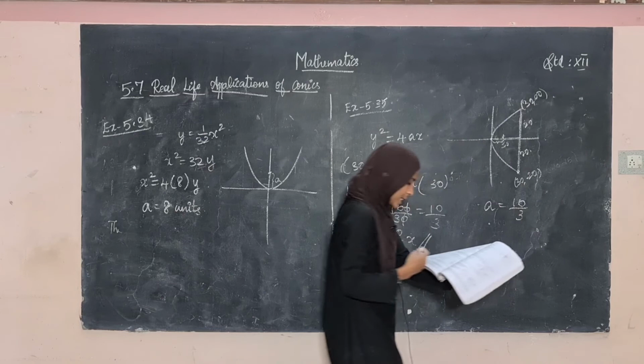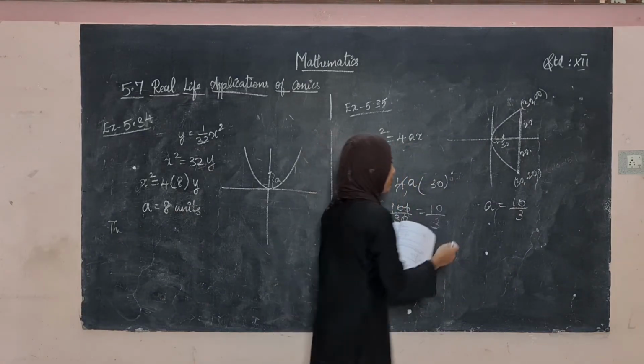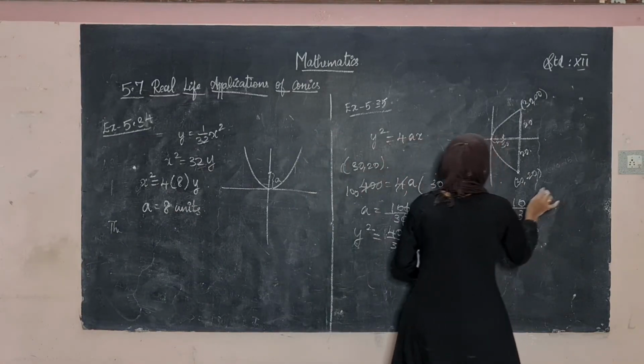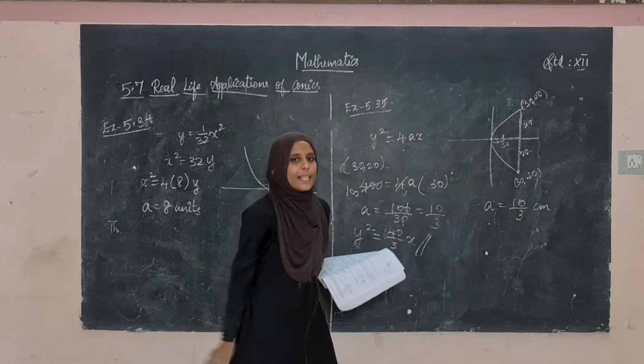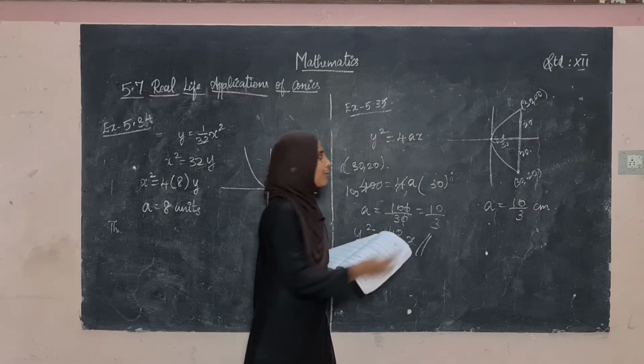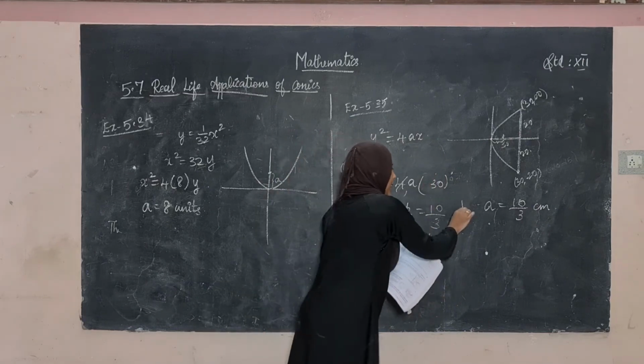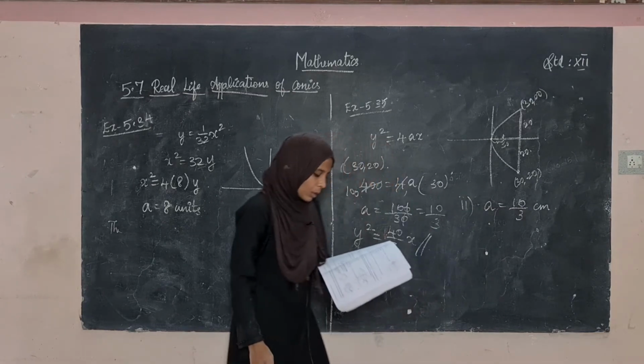In your question, they have given everything in centimeters. Therefore, 10 divided by 3 centimeters. Therefore, the bulb should be placed 10 divided by 3 centimeters from the vertex. That is the second subdivision's answer.